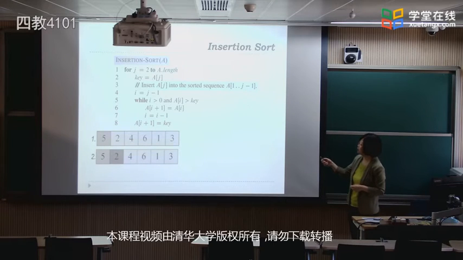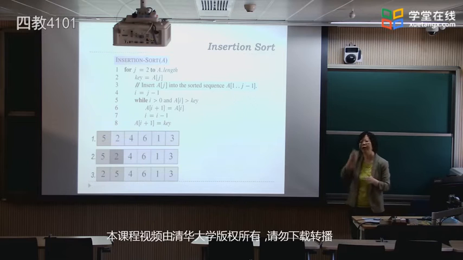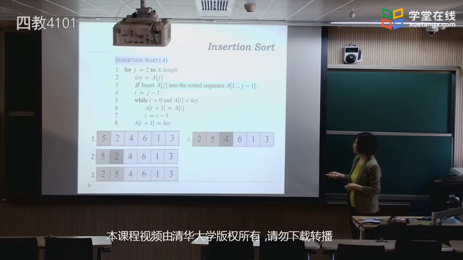So the first element we check is 5. 5 is greater than 2, so we need to move 5 to its right. And we did that. After that, we reach the end of the array, so we need to put 2 back to the first location of the array. And here is what we get after that step. Now, 2, 5 are in sorted order, so the pointer moves to 3.